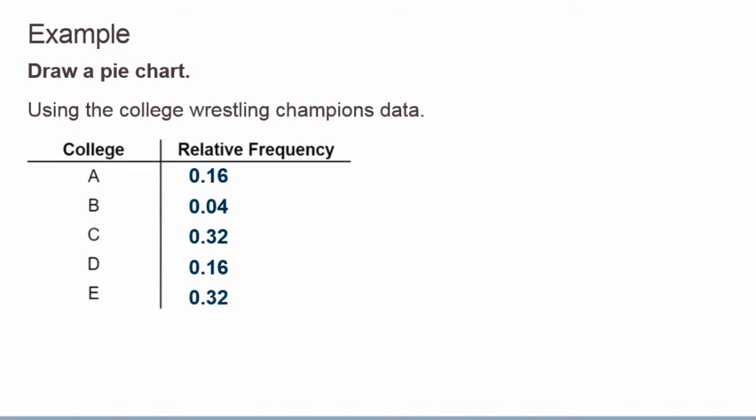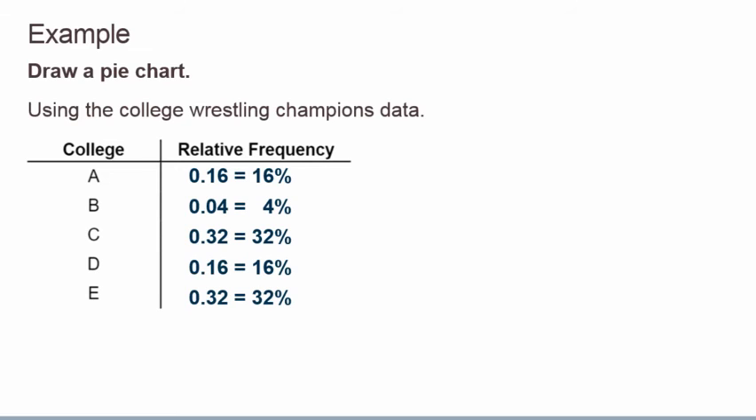One option we have is changing our relative frequency data to percents. We can easily do this by moving the decimal point 2 places to the right. 0.16 becomes 16%, 0.04 becomes 4%, 0.32 becomes 32%, 0.16 becomes 16%, and 0.32 becomes 32%. If we add 16 plus 4 plus 32 plus 16 plus 32, we get 100%.